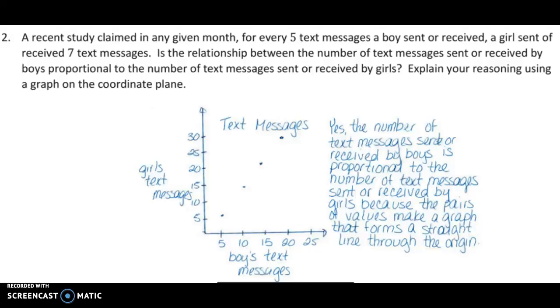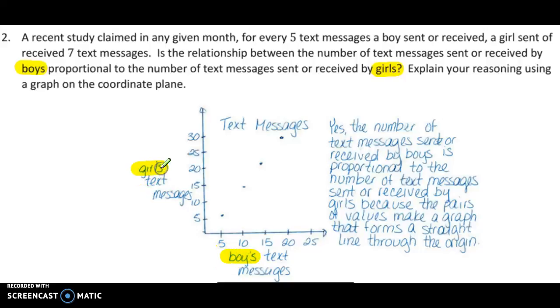Number two, this graph will be proportional. All right, here's why. It's asked if the number of text messages sent or received by boys is proportional to the number of texts sent or received by girls. Okay, so the first thing you're going to want to do is make sure the graph is boys versus girls.